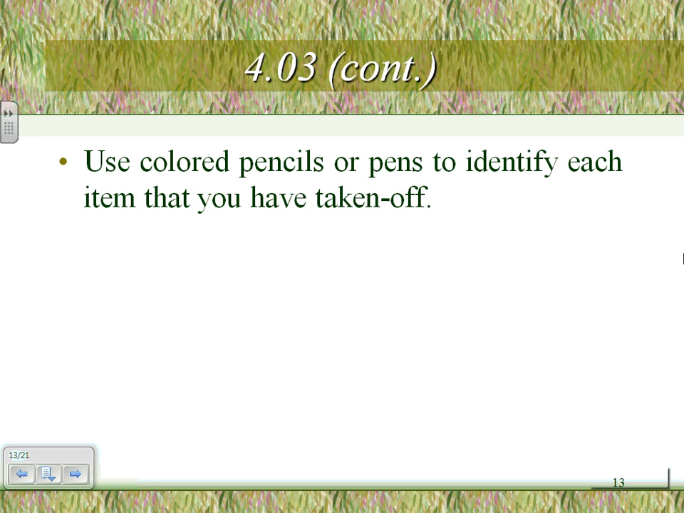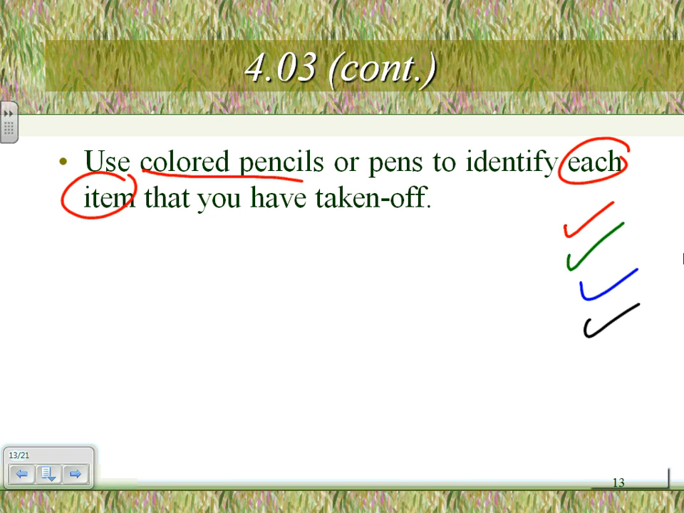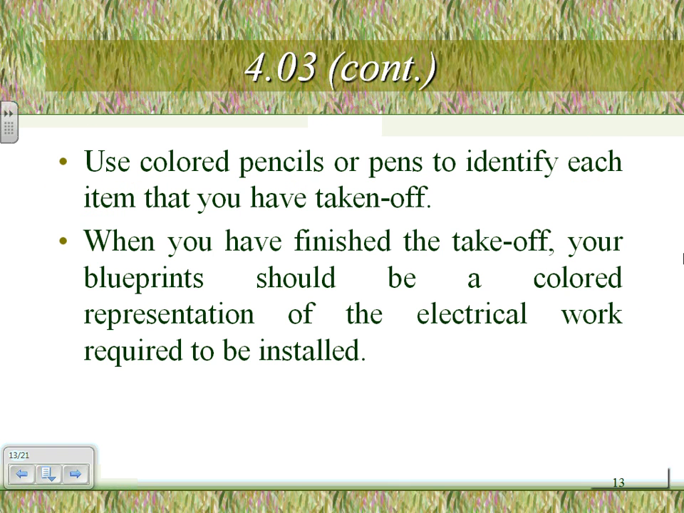Okay, colored pencils. When you guys take off this week and next week, I'm going to give you colored pencils. You're going to be taking off with colored pencils, or pens, to identify each item. Each item that you have taken off has to be color coded. Check. So I'm going to have a receptacle, a switch, a light, a cable. All this color coding of the equipment they're going to be using. Color coding.